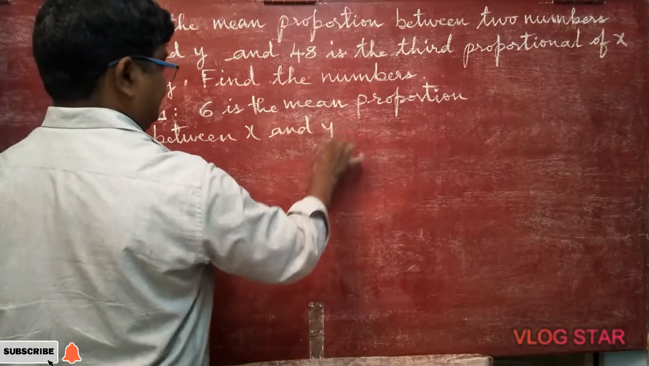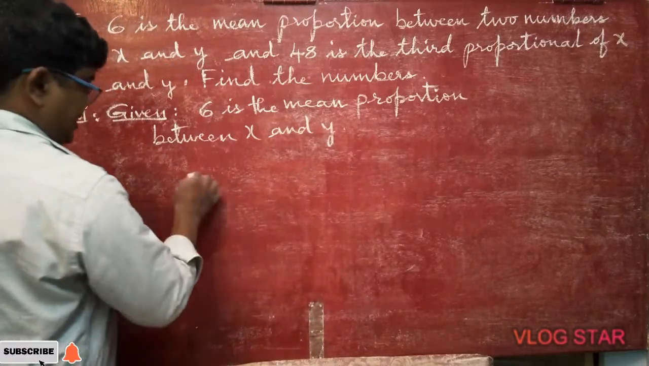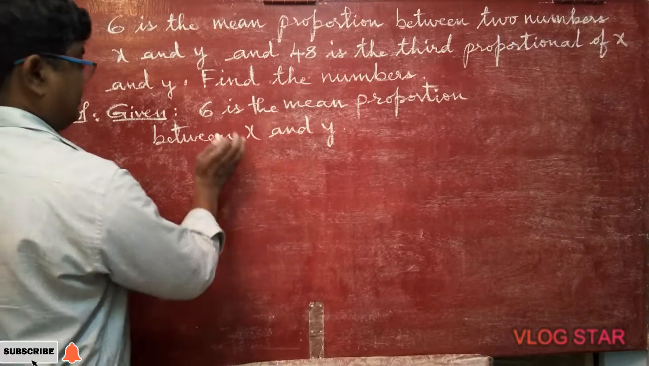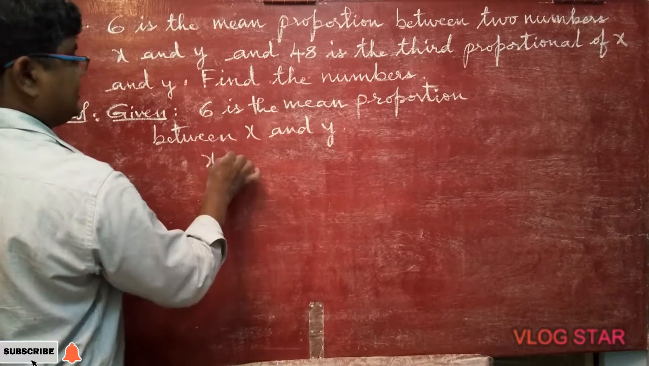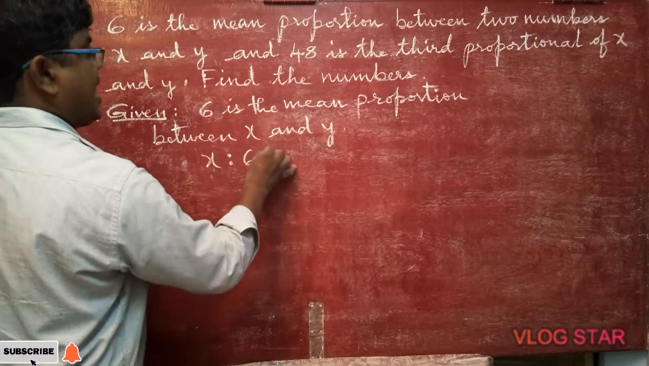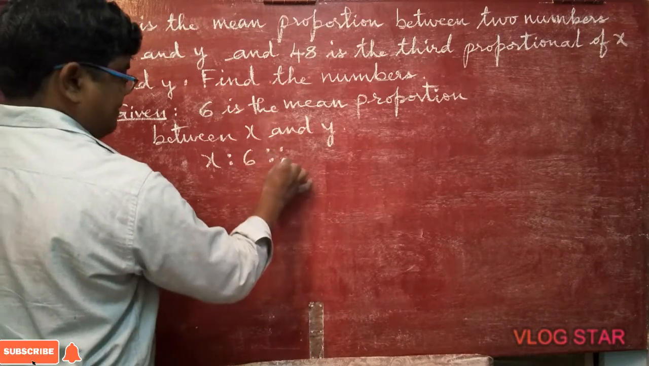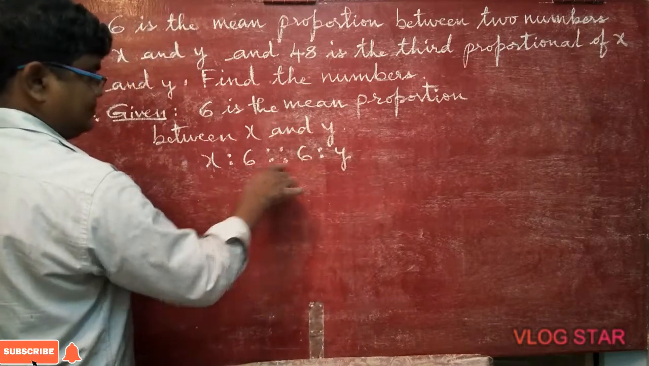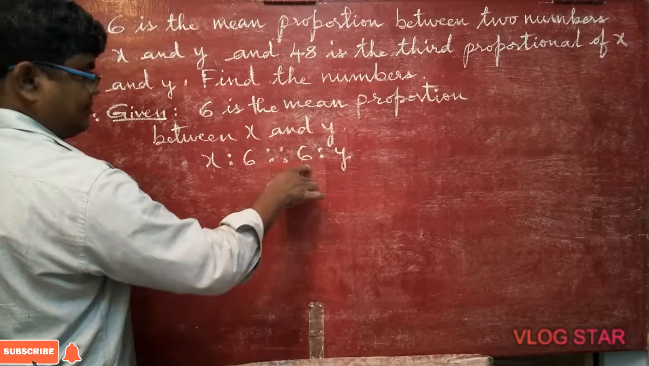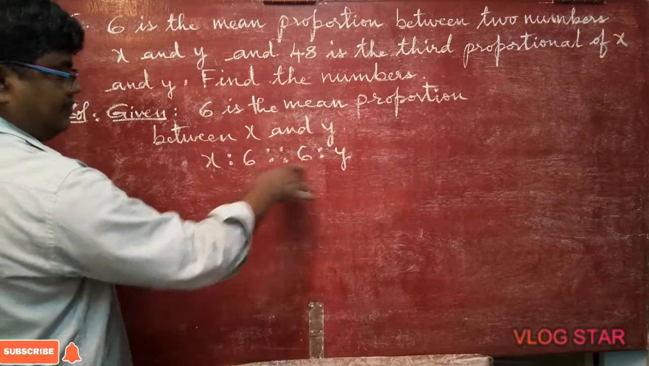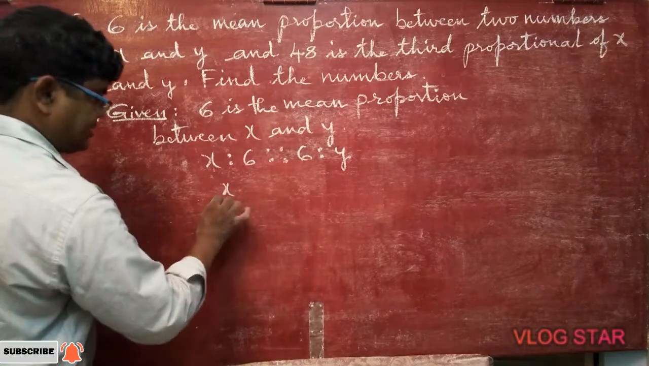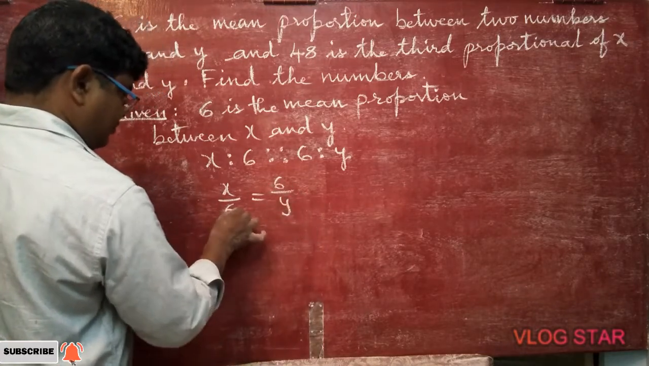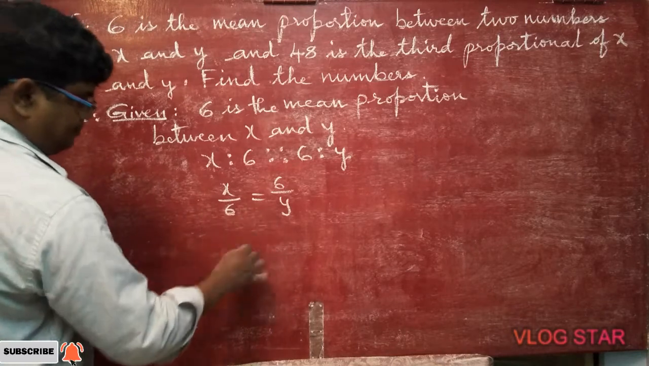Between x and y. What is the meaning of that? x is to 6 as 6 is to y. 6 is the mean proportion. Can you follow? Mean means middle. So x by 6 is equal to 6 by y. Another form. Now cross multiply.